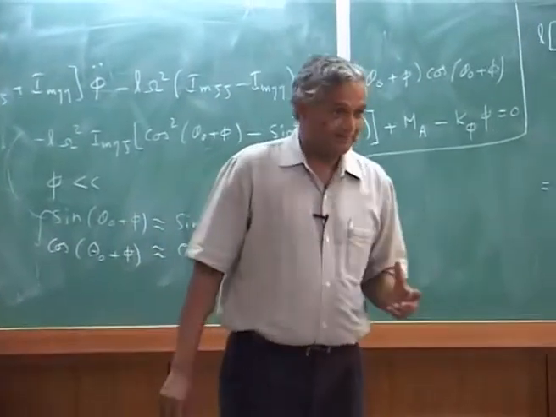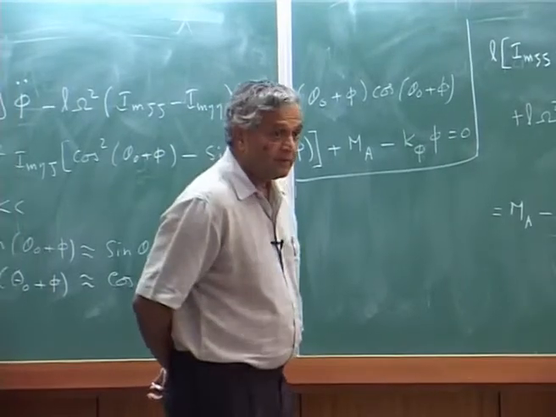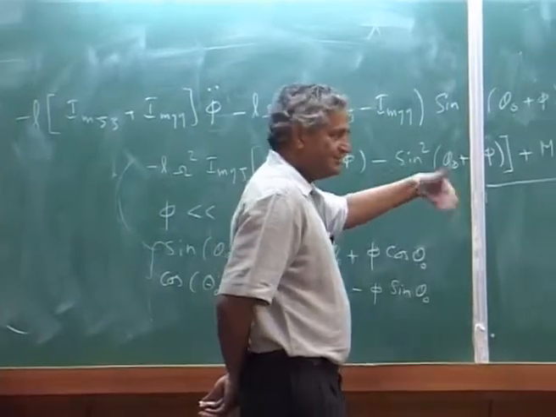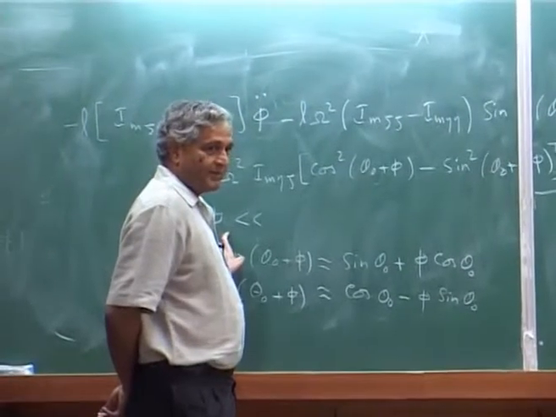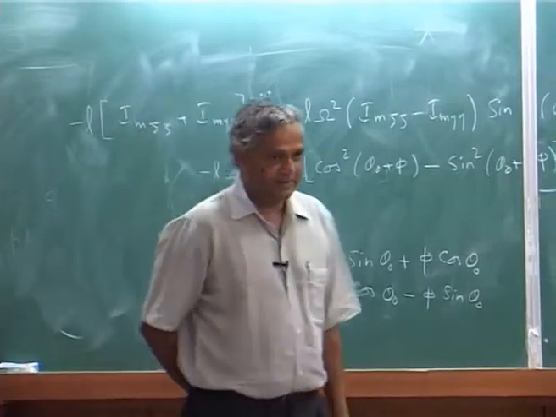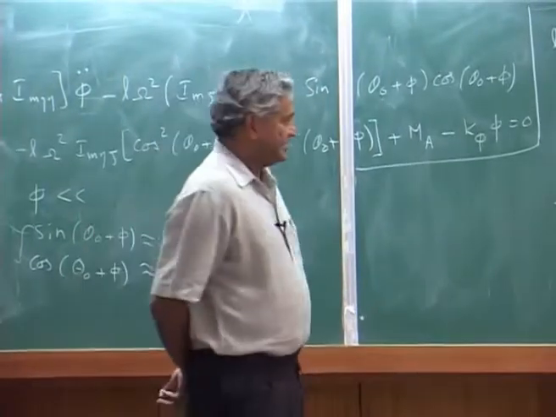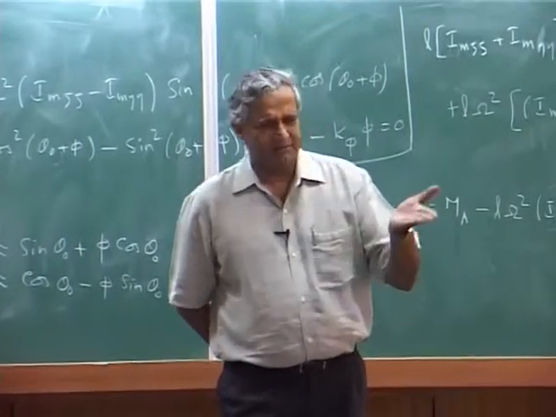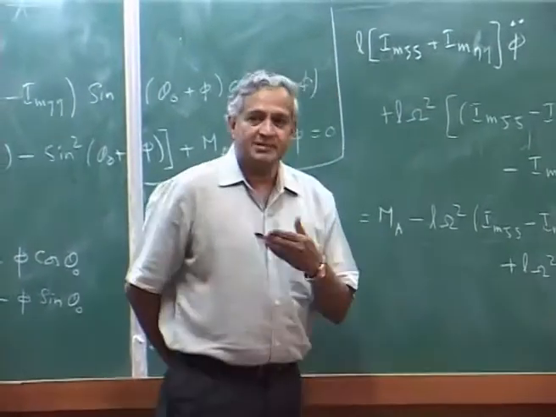Now you see, when you have ignored the phi square term when we multiply sine theta, the phi already. Always phi is small. Okay, you make that assumption so that the torsional deformation is small, but pitch angle is large. Large means it can be any angle, 10 degrees, 15 degrees, 5 degrees. But phi is a small angle.